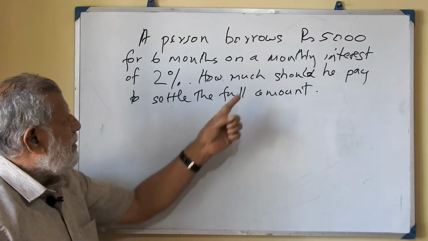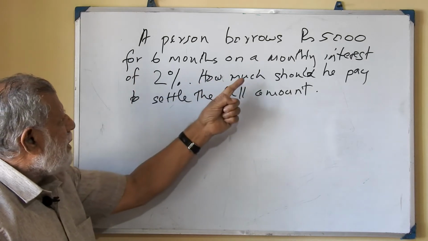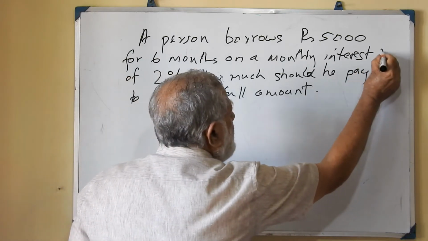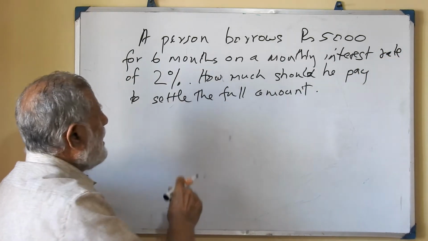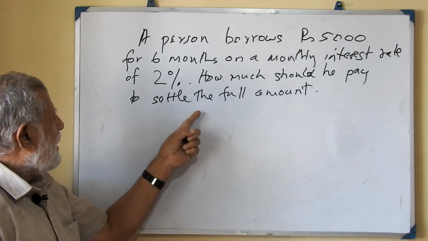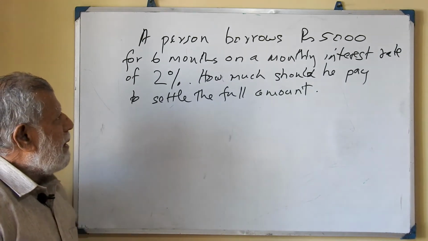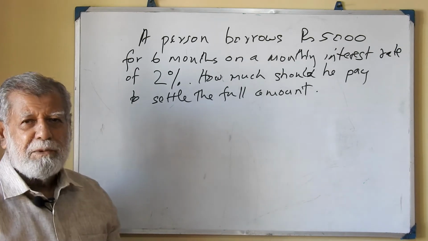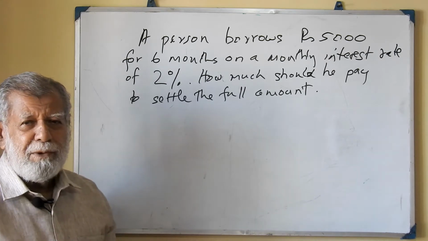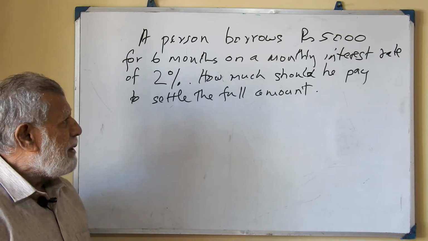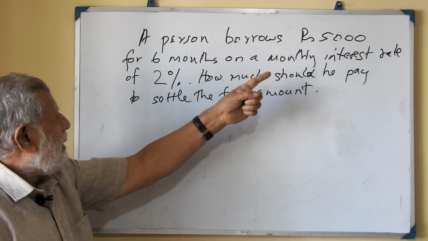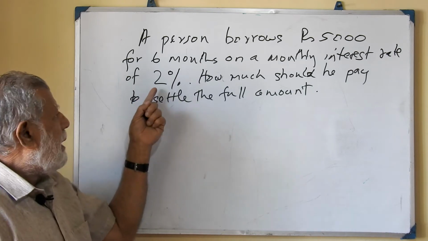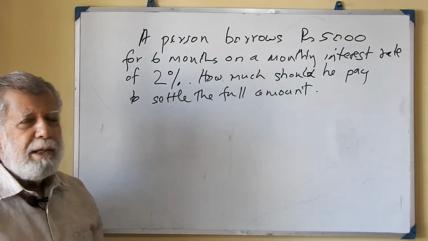A person borrows rupees 5,000 for 6 months at a monthly interest rate of 2%. How much should he pay to settle the full amount? Now here he wants 5,000 rupees very urgently, so he can't go to the bank, so he goes to a small institution where they give money on monthly interest. So he is taking 5,000 rupees for 6 months at the rate of 2%. So what is the interest he should pay?